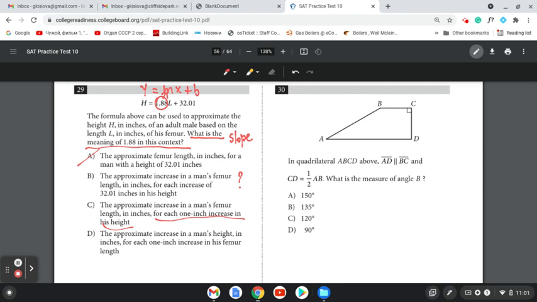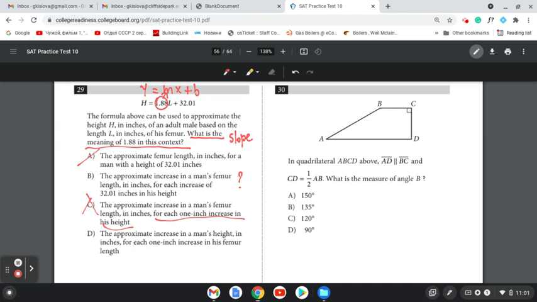A slope gives you the increase of the y output for each one unit increase in the x input. The x input is L. So 1.88 is going to give me the average increase in the length of the femur for each one unit increase of the length of the femur, not the height. So that's what eliminates C.